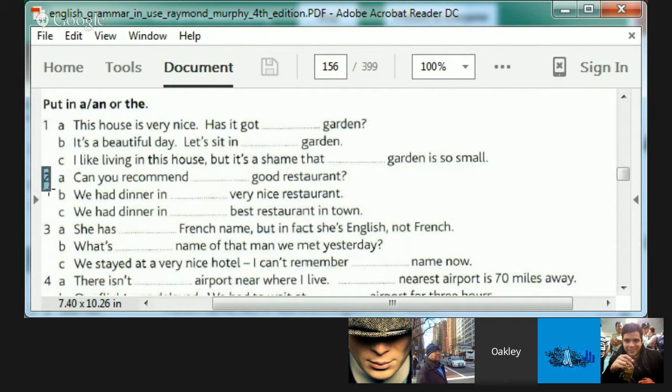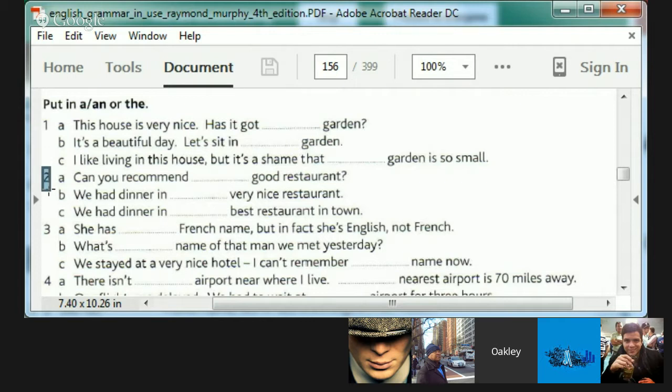Okay. So, can you recommend a good restaurant? We had dinner in a very nice restaurant. We had dinner in the best restaurant in the town.